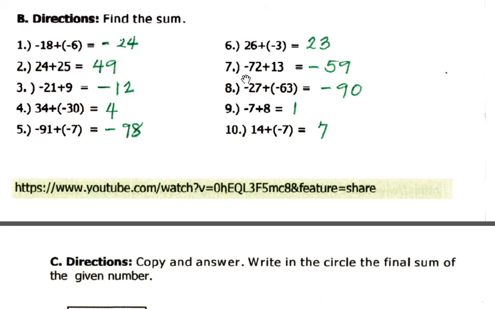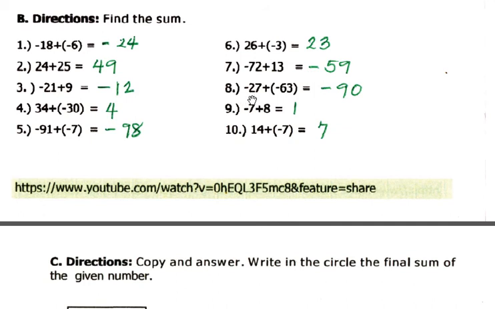Next, we have negative 72 plus 13. Again, they have different signs. So we subtract them. We ended up with 59. And 72 is higher than 13. And we copy the sign of 72, which is negative. So the final answer is negative 59.